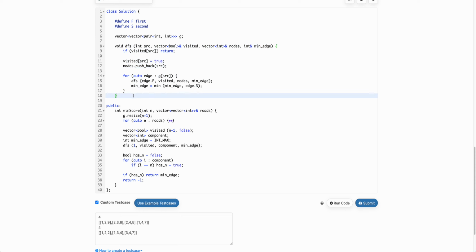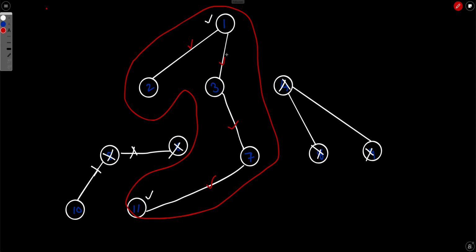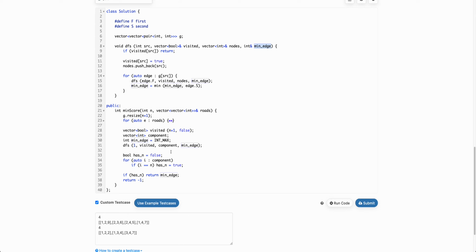And with this connected component, we are keeping track of the minimum edge that we have encountered so far. So two things. We are figuring out the connected component. Let's say we start with 1. We do the DFS and we reach all these nodes. So we are keeping track of all the nodes we are visiting. And second, we are keeping track of the minimum edge that I have visited. So these two things will be populated after I call DFS.